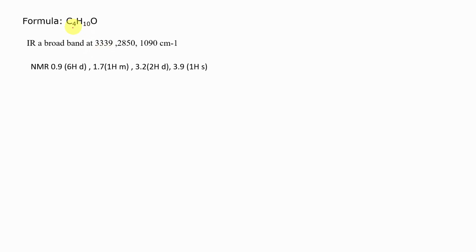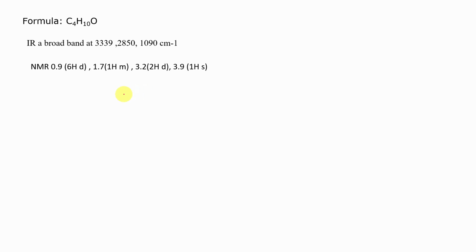It gives a broad band at 3339 cm⁻¹. Also it gives 2850 cm⁻¹ and 1090 cm⁻¹ of IR values. Then it gives the NMR values as 0.9, 6 hydrogen doublet; 1.7, 1 hydrogen multiplet; 3.2, 2 hydrogen doublet; and 3.9, 1 hydrogen singlet.